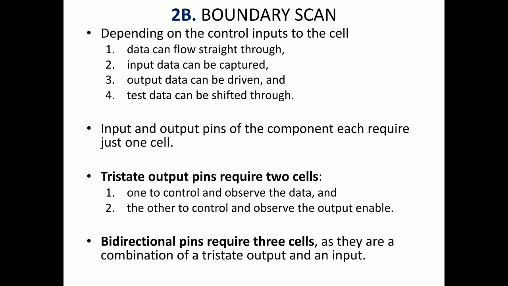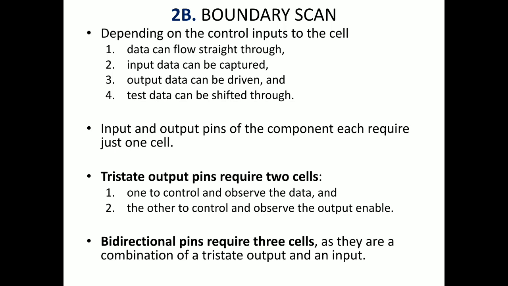Depending upon the control inputs to the cell, data can flow straight through, input data can be captured, output data can be driven, and test data can be shifted through. Input and output pins of the components each require just one cell. Tri-state outputs and bidirectional pins are different. How many cells do they require? Tri-state output pins require two cells.